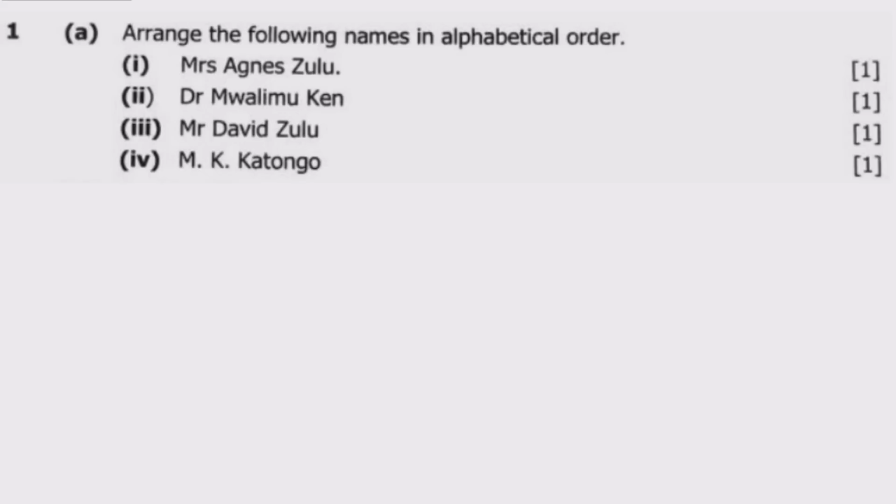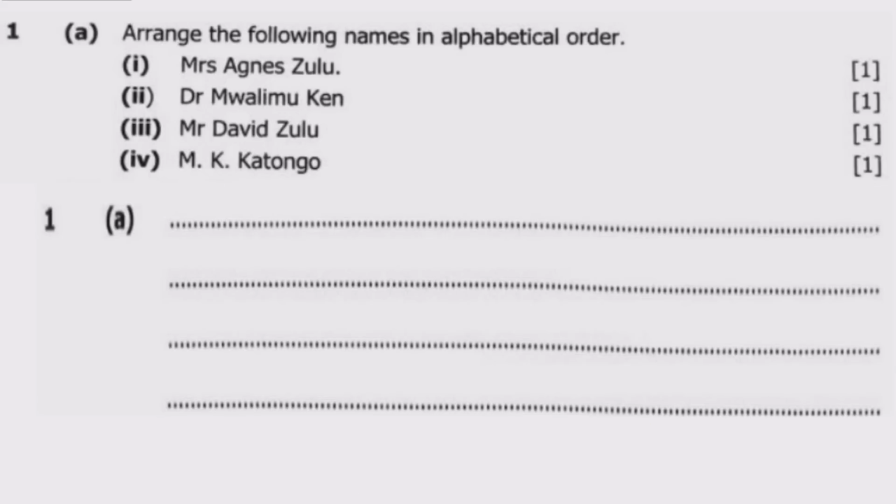So for us to do that, let me bring the answer space that you use in the answer booklet. In this video in sections B and C, I'll be getting the exact places where you're going to write your answers in your answer booklet. I'll be cutting out those provisions so that you can see how you should be writing your answers in the exam. So now we have here the piece of the answer booklet where you should write your answers for question 1A. We are asked to arrange the following names in alphabetical order.